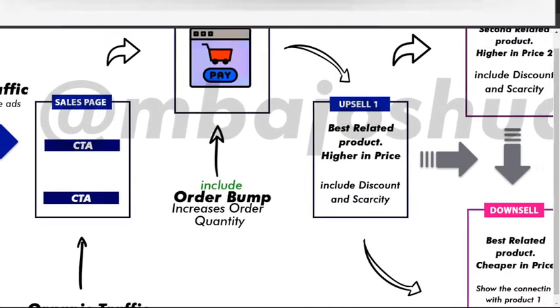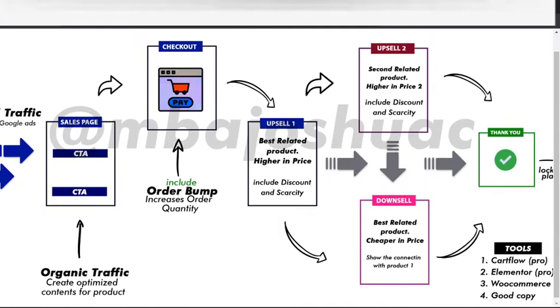The product we sell on upsell two is of course costlier than the product we sell in upsell one. But look at the logic here, which I want to explain to you before we go to the practical section. If the person does not buy upsell one, it's most likely that the person doesn't have enough money to buy that product, or the person is not interested in that particular product.